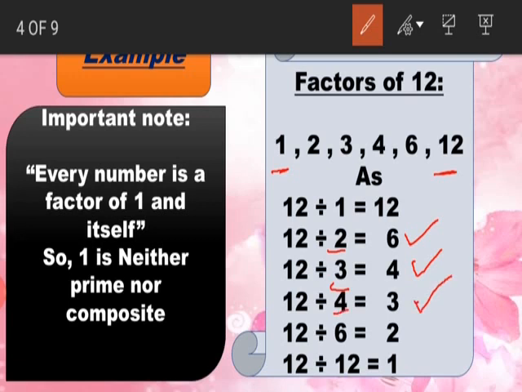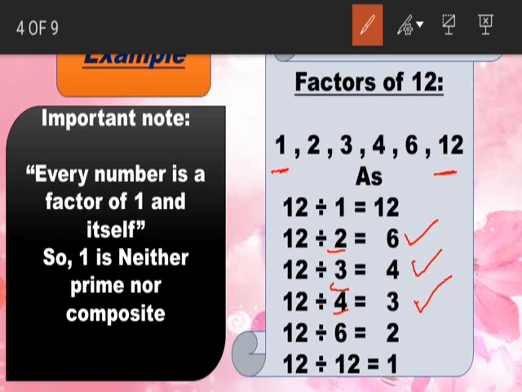After 4, the number is 5. Is 12 a multiple of 5, class? No, because 5 1s are 5, 5 2s are 10, 5 3s are 15. There is no 12 in the 5 times table. So, class, 12 is not a multiple of 5. So, 5 is not a factor of 12.